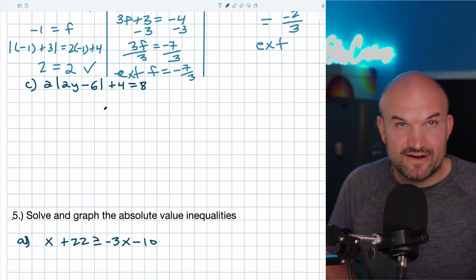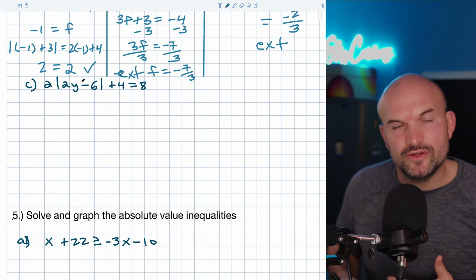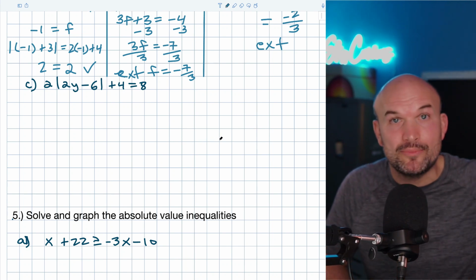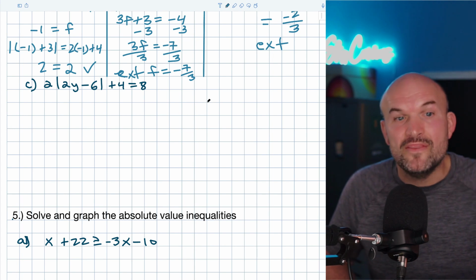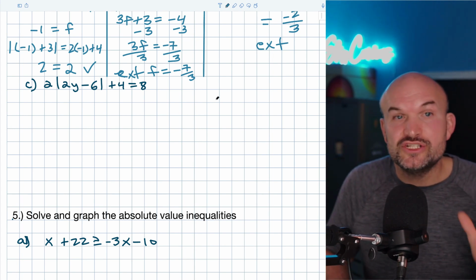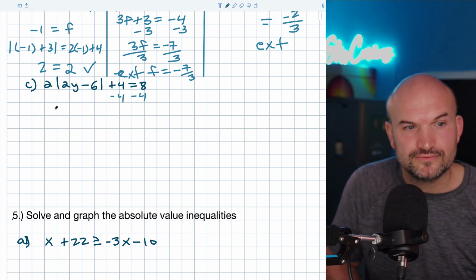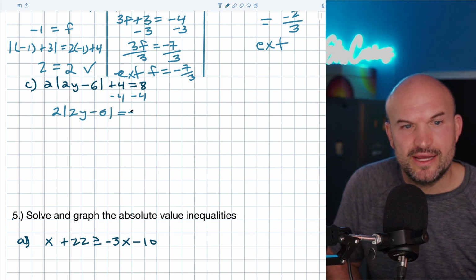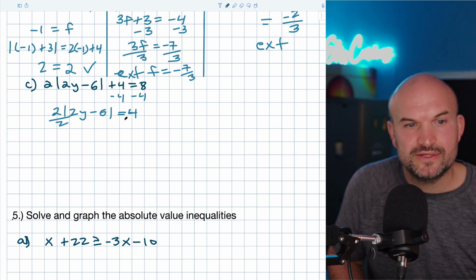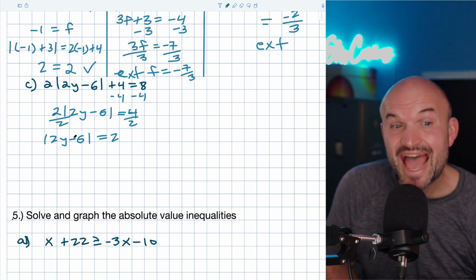In this example, we have one variable, but it looks like we have some operations outside the absolute value. Kind of like following the order of operations, we want to apply the operations outside the absolute value first, and then you can use your two cases. So don't ever do the two cases for absolute value until you have that absolute value isolated. So in this case, I'm going to subtract 4 on both sides. So I have 2 times the absolute value of 2y minus 6 equal to positive 4. I'll divide by 2, and now I have the absolute value of 2y minus 6 equal to positive 2.